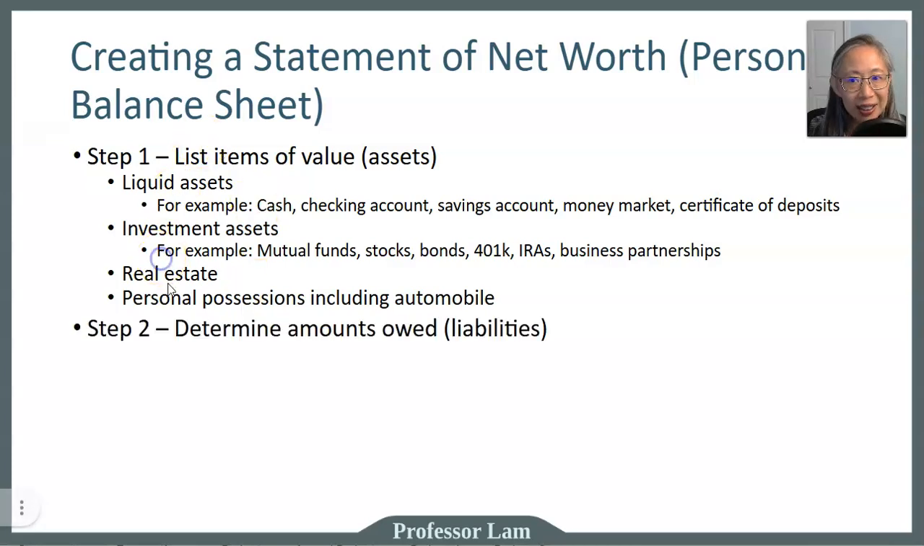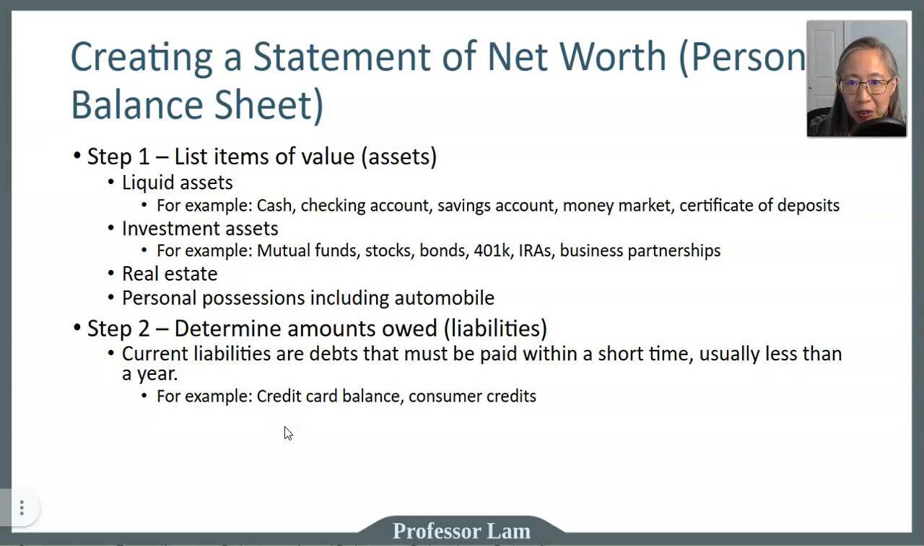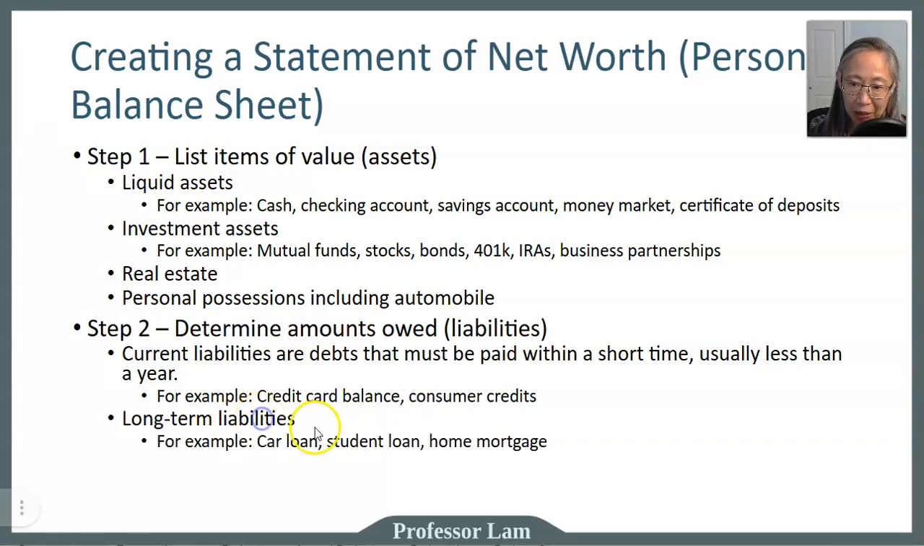So that's step one. Step two is to determine everything that you owe. These are called your liabilities or your debts. Current liabilities are debts that you must pay within 1 year. The most common example is a credit card balance, which you need to pay within each month. Consumer credit includes anything such as buy now, pay later, and so forth. And then there are longer-term liabilities. These are debts that you have more than 1 year to repay. For example, a car loan, student loan, or mortgage.